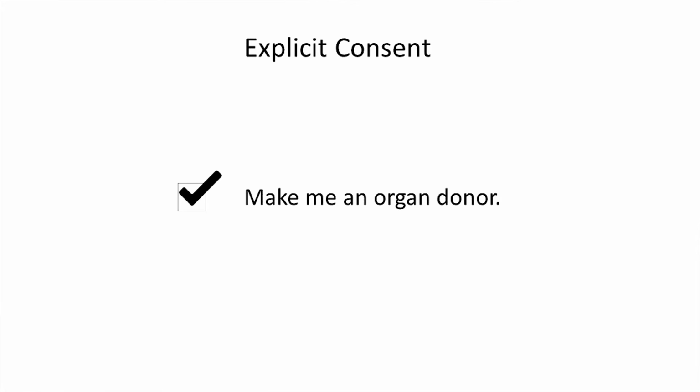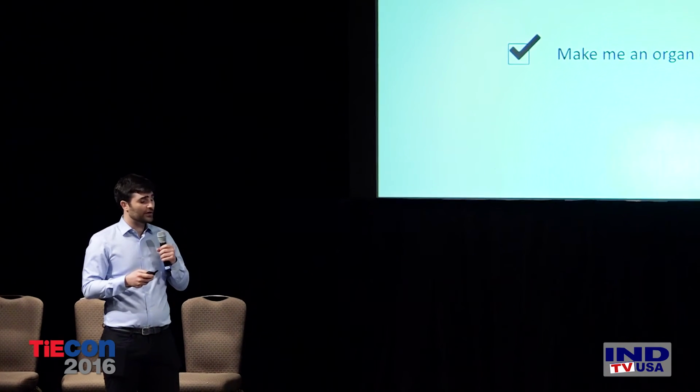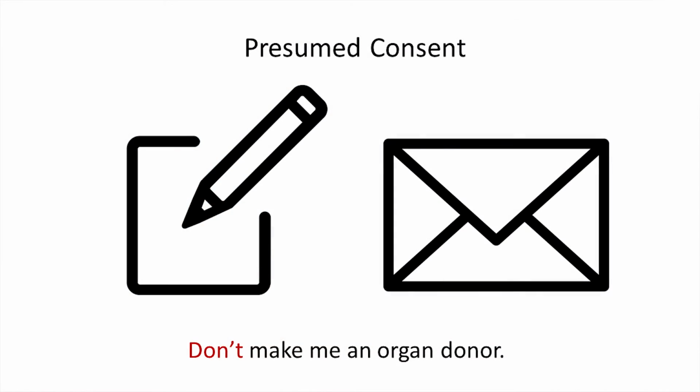Here's another interesting example, organ donation. So in some countries, in order to become an organ donor, you have to check a box on some form saying, I want to be an organ donor. And that's called explicit consent. In other countries, they use presumed consent, which means you might have to mail in a form to the government or go into some government office to say, I don't want to be an organ donor. If you don't do that, you're automatically an organ donor.